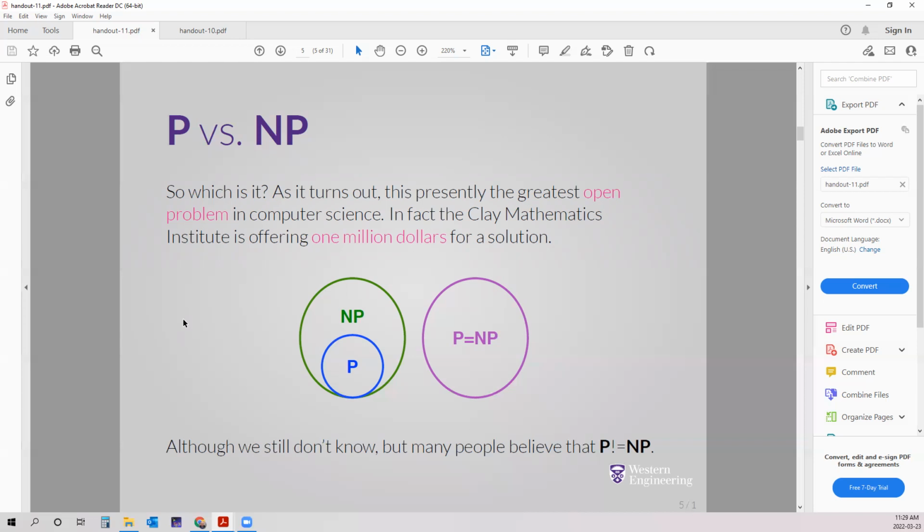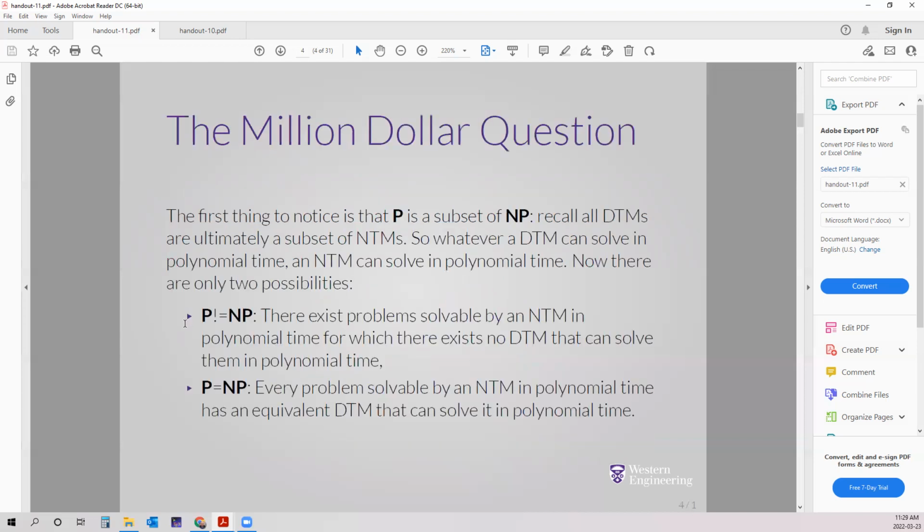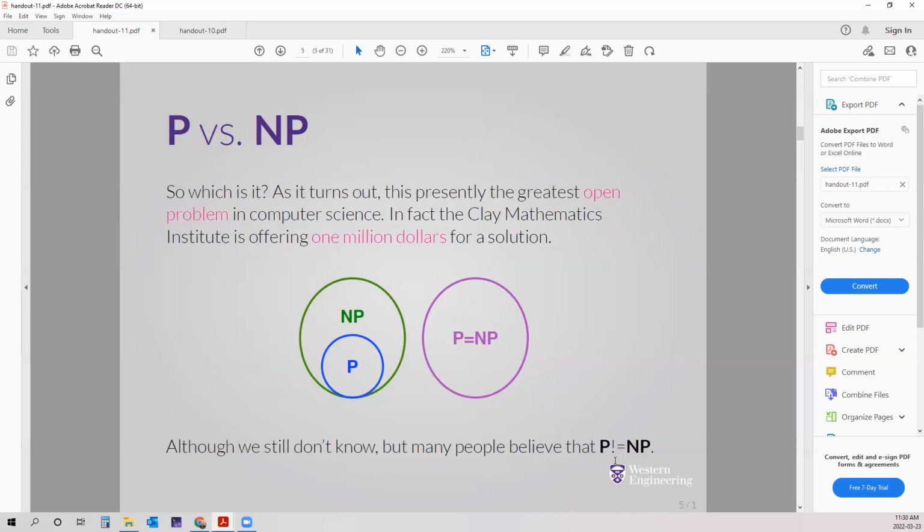Although we still don't know, many people believe that P is not equal NP. So we don't know which is the correct answer. However, there are some computer scientists and professionals who believe that P is not equal NP. Is it a 100% correct answer? We don't know yet. It's one of the open problems in computer science.